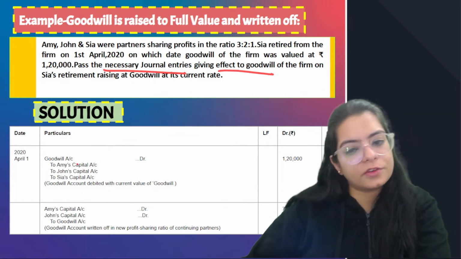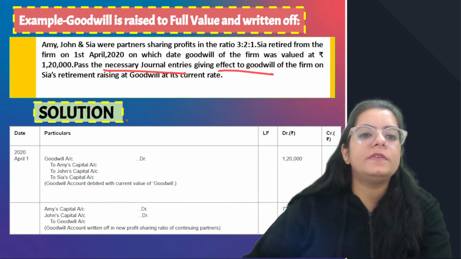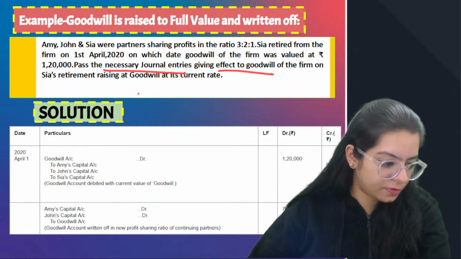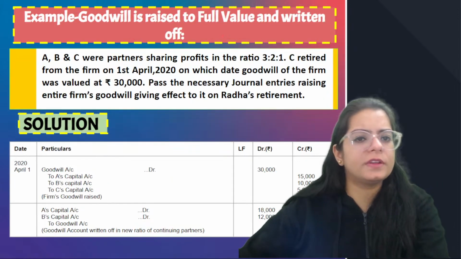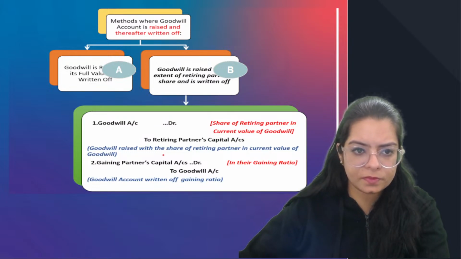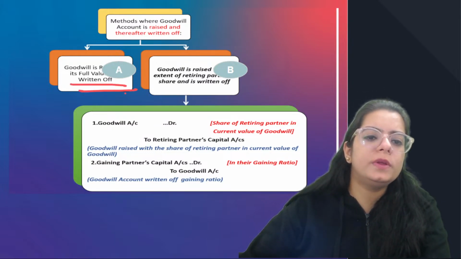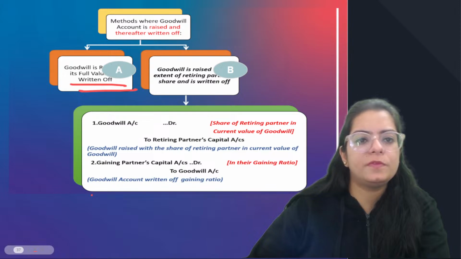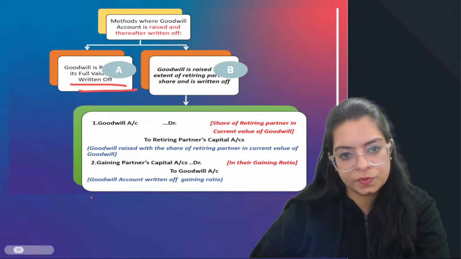Next, if there is any old goodwill in the question, beta, whenever we see the old goodwill, we write it off, right? Whenever we see the old goodwill, we write it off. Raise and write off is not in the CBSE syllabus, right? If we see the old goodwill, we have to write it off. This is the step which you all have to follow.